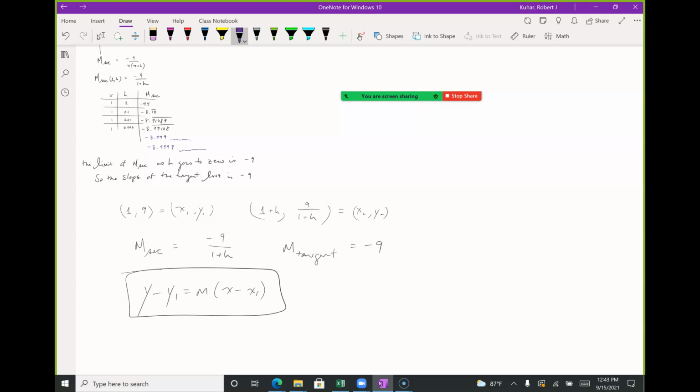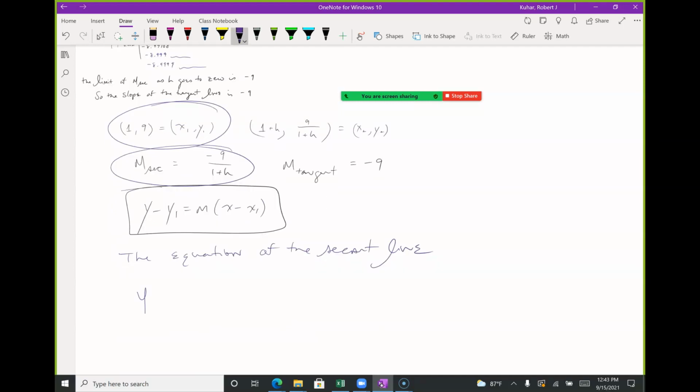I'm going to use my x1, y1 and my secant slope to get the equation of the secant line. So here is the equation of the secant line. So I get y minus 9 equals negative 9 over 1 plus h times the quantity x minus 1. It's a little bit strange, I know that, but hopefully you're okay there.